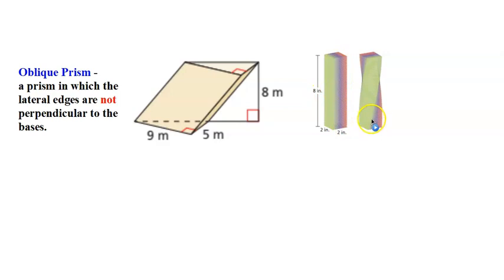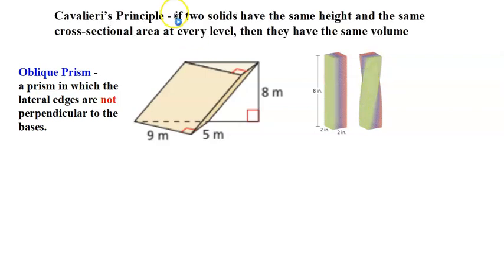What if you take the Post-it note stack and you twist it like this? Have you changed the volume? No, you still have the same number of Post-it notes in this stack as you did in that stack. So it's got the same volume. This is called Cavalieri's principle.